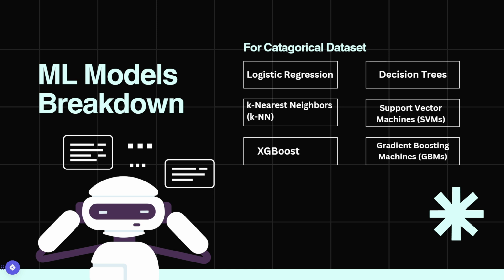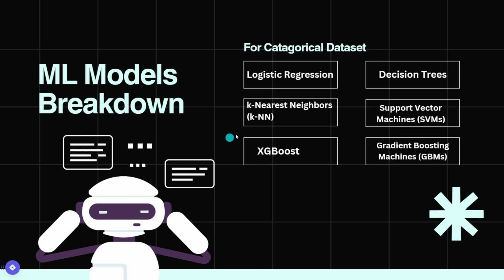Next we have the machine learning models mostly used for categorical datasets that we are going to use for this tutorial. So let's do the ML model breakdown here. First, I will use logistic regression, which is the most commonly used machine learning model for categorical datasets. After that we have the decision tree, and then KNN, also known as k nearest neighbors. After that we have the support vector machine, also known as SVM. And for the last two, which are not compulsory, I added XGBoost and gradient boosting machines.